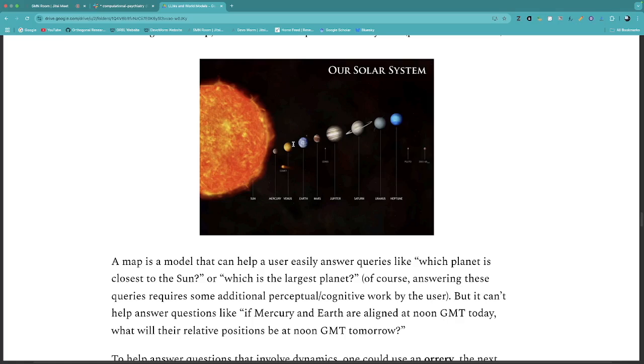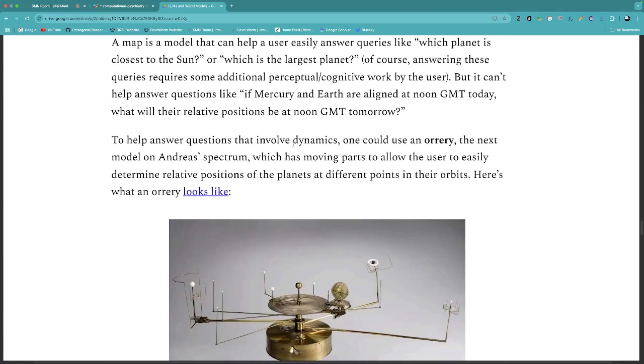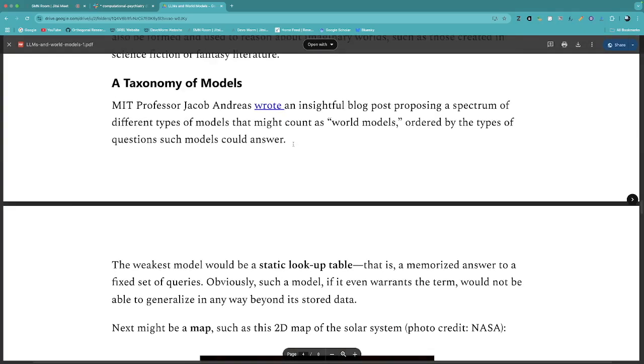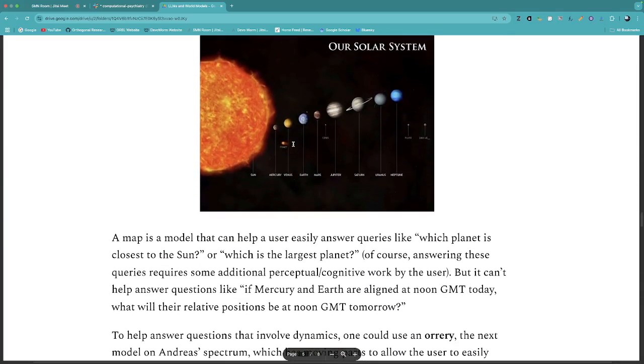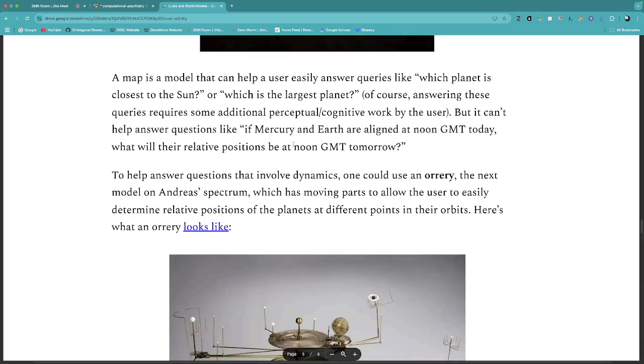It can't, however, help answer questions like if Mercury and Earth are aligned at noon today, what will their relative positions be at noon tomorrow? To help answer questions that involve dynamics, we have the static model, we have a lookup table, which is even weaker, and then the next step forward is this dynamics model.